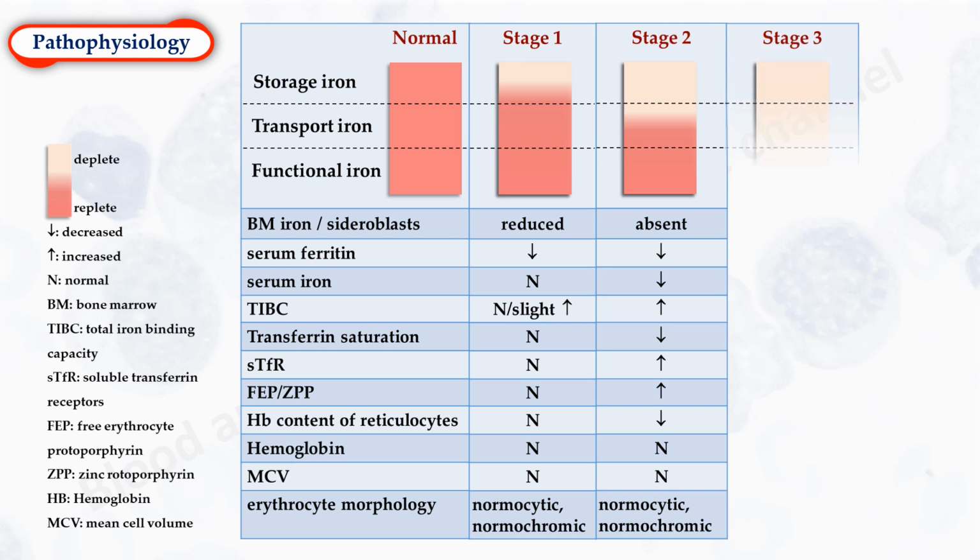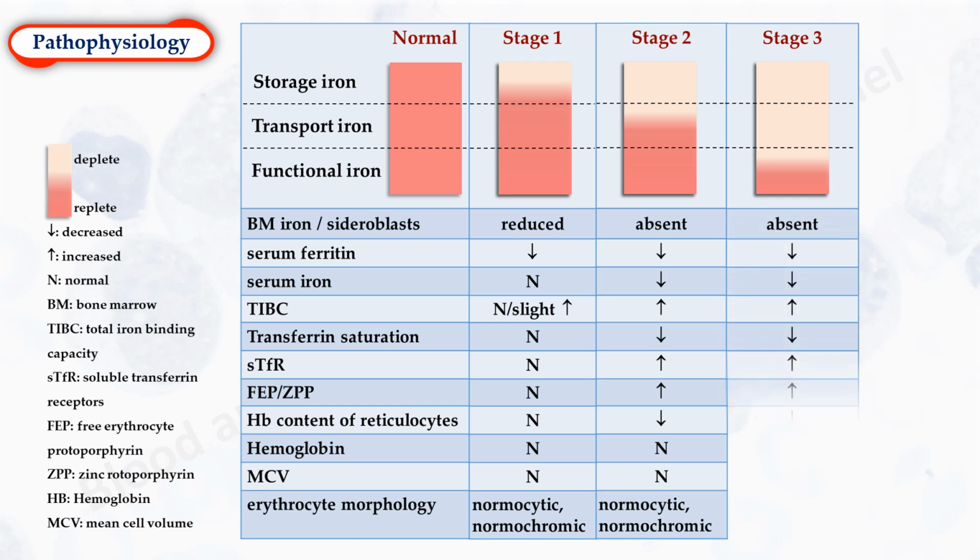In the third stage, all laboratory tests for iron status become markedly abnormal. The blood hemoglobin concentration falls below the lower limit of normal, and iron deficiency anemia is apparent. The most significant finding is the classic microcytic hyperchromic anemia.